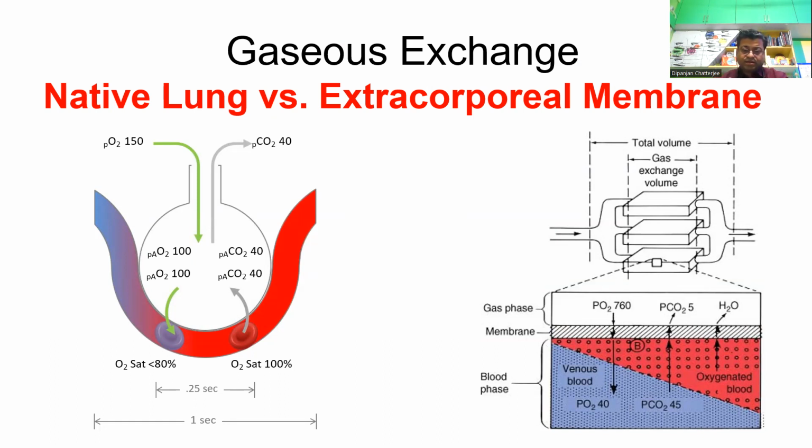And you can see the concentration gradient for oxygen: if we are giving 100% oxygen, then the early part of the membrane will have a concentration gradient between 760 and 40 within the blood. Whereas the concentration gradient for the carbon dioxide will be 45 or 46 in the blood to 0 in the gas phase.